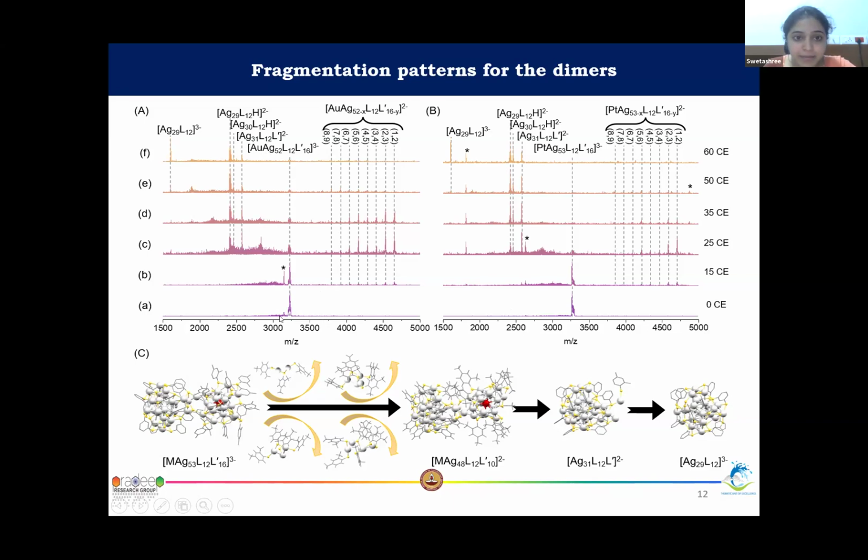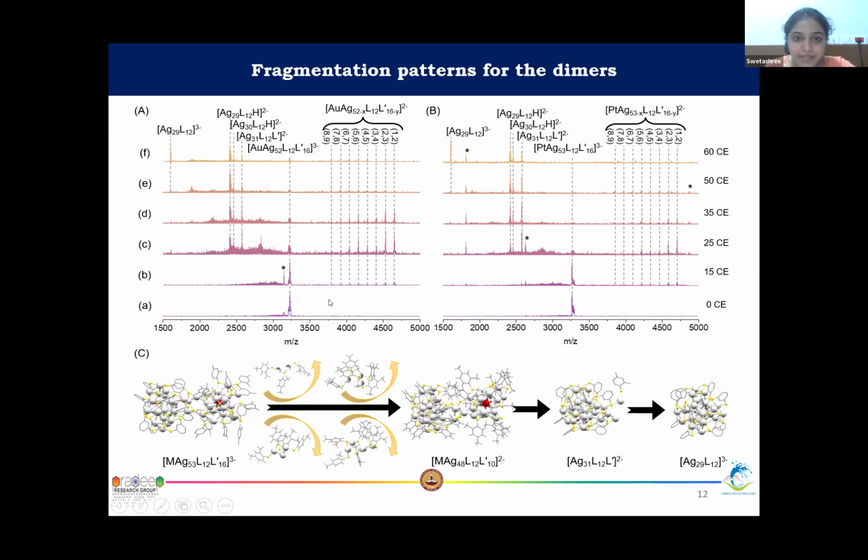What happens in this fragmentation pattern is that when we trap the dimeric species and apply more and more collision energy, it first fragments Ag-DMBT2 fragments from the surface of the dimer, which come in the lower range, and a series of 2- species is generated in a higher mass range than the 3- species dimer. With application of more collision energy, it generates Ag31, Ag30, and Ag29 species in the 2- charge state. And again, after applying more collision energy, at 50 to 60 collision energy, it regenerates the Ag29 nanocluster.